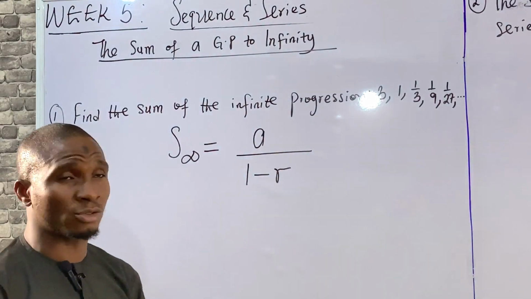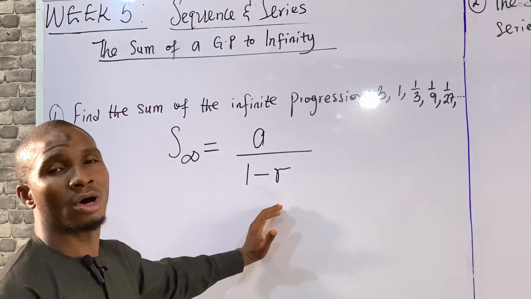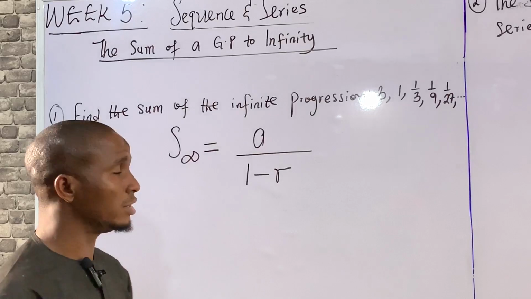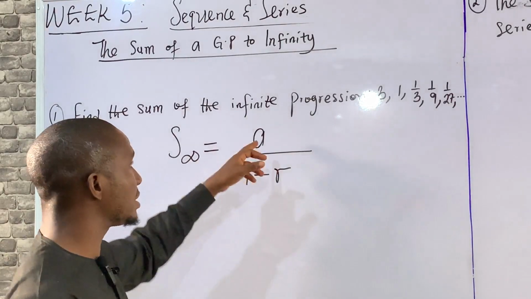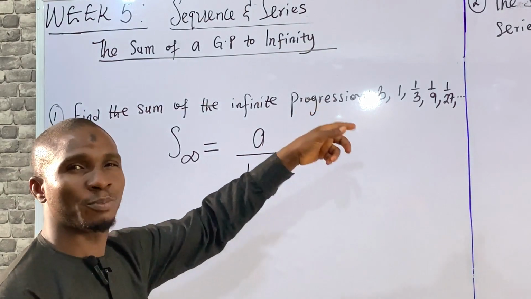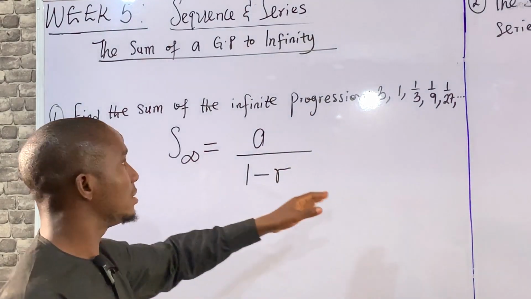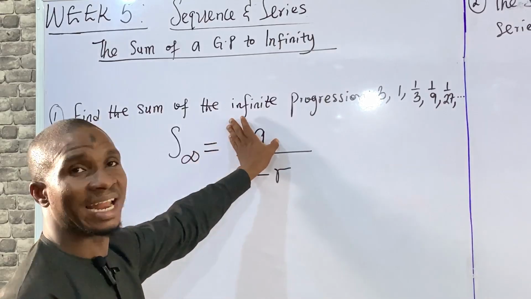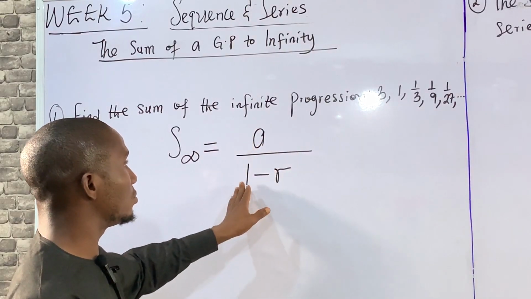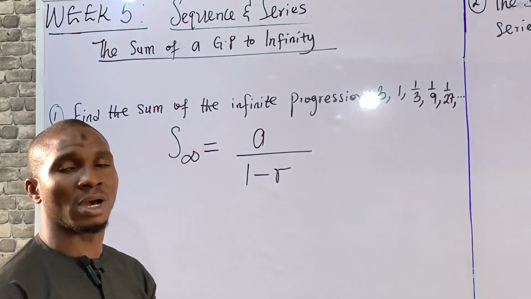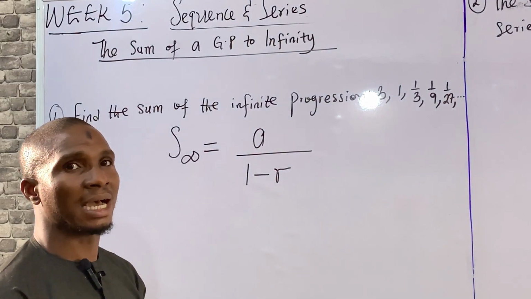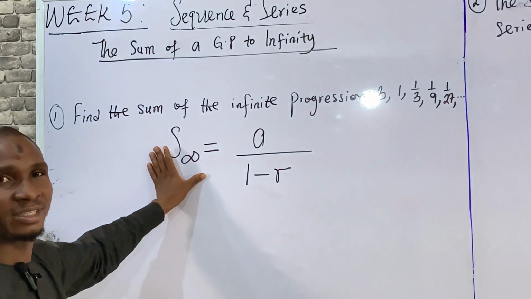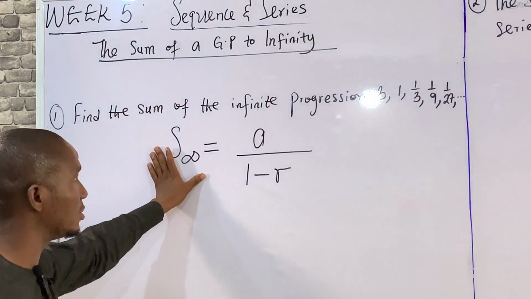This formula is actually from the sum of n terms, the sum of the first n terms of a GP. Remember that the sum of n terms of a GP is A into bracket R raised to power n minus 1, over R minus 1. When n tends to infinity, then you are going to have A over 1 minus R, in as much as your R is between minus 1 and plus 1. So this is the formula for sum to infinity in solving any question.